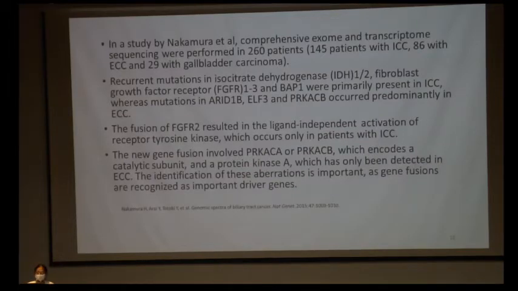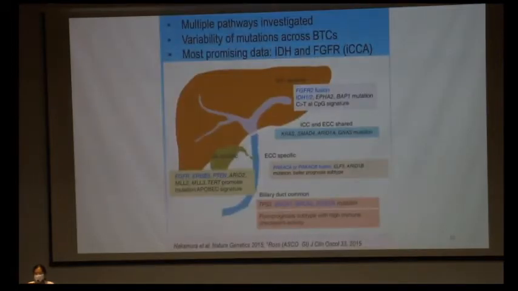The fusion of FGFR2 resulted in the ligand-independent activation of receptor tyrosine kinase. This occurs only in patients with ICC. The new gene fusion involved PRKACA or PRKACB, which encodes a catalytic subunit of protein kinase A, which has only been detected in extrahepatic cholangiocarcinoma. The identification of these aberrations is important, as gene fusions are recognized as important driver genes.